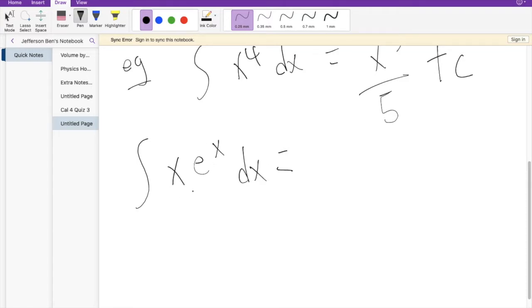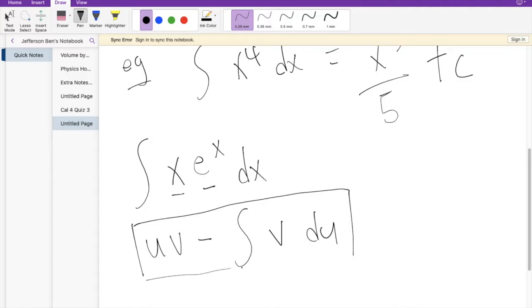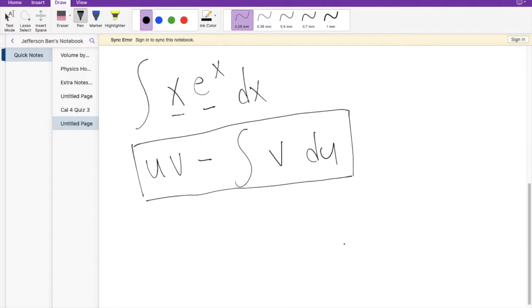When you see two different types, like algebraic and exponential, or natural log, or trigonometric, we can apply integration by parts. So remember the formula: uv minus the integral of v du. This is the formula for integration by parts. However, what is u, what is v, and what is du in this case? You have to choose one to be u and the other to be dv. So we will form a table like this: u and dv.